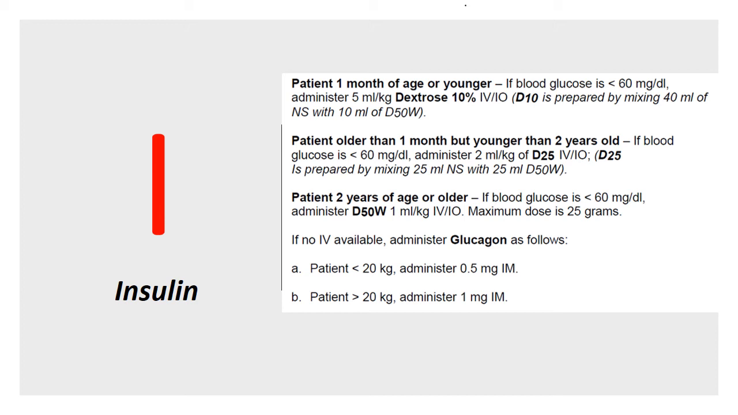Over the age of 2, with a blood glucose less than 60, you're going to go to D50. Maximum dose of 25 grams, which is a whole ampule. Then if there's no IV available, administer that glucagon. If they're under 20 kilos, give half the dose, 0.5 milligrams intramuscularly. Over 20 kilograms, the full dose, 1 milligram intramuscularly.